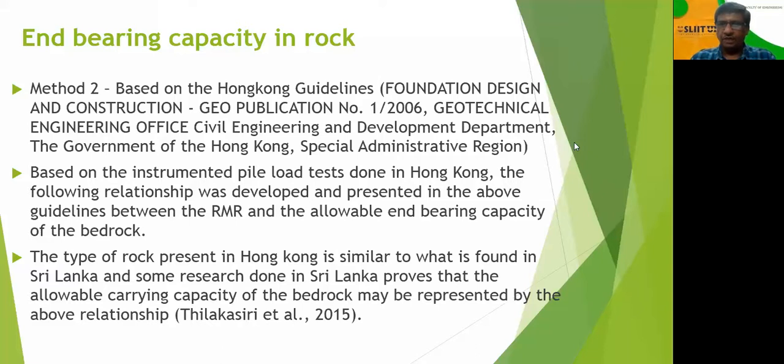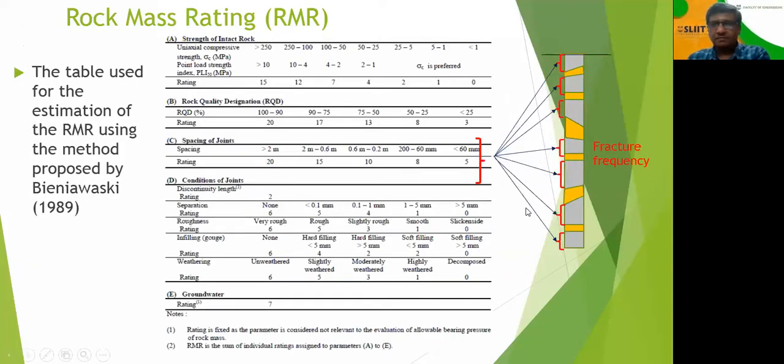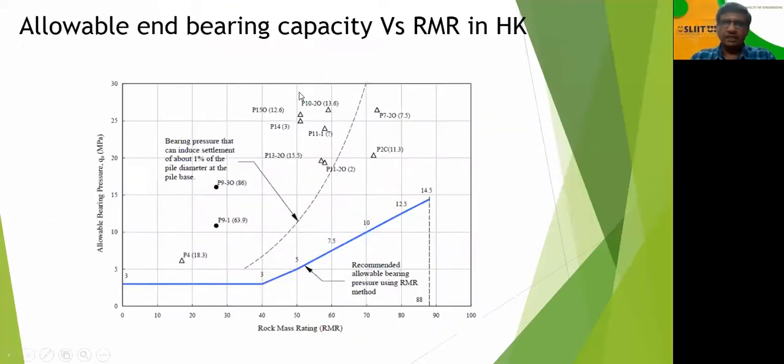So now to back that up, let me show that. These are the test results they are showing. The test result they are showing here is, on this axis, rock mass rating.